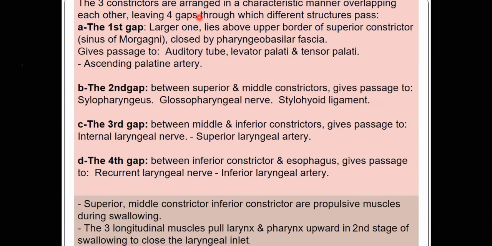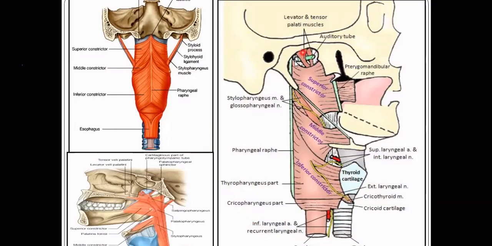The first gap, which is the larger one, is above the border of the superior constrictor, close to the pharyngobasilar fascia. What crosses from here? If you see, this is the first one. Can you see? This is above the superior constrictor and the pharyngobasilar fascia. And these are the 2 muscles, levator and tensor palatine muscle, and the auditory tube crossing from here.